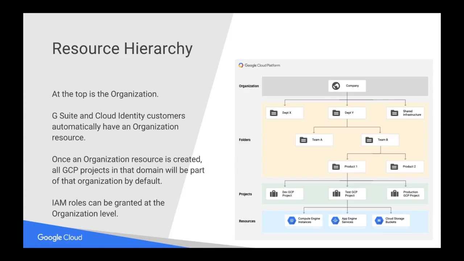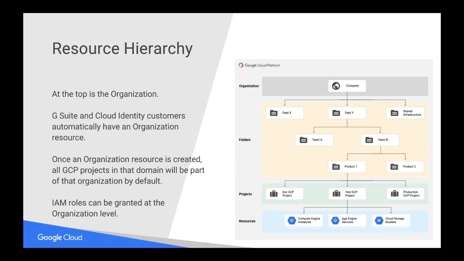At the top of this diagram is the organization. This is essentially your company. So for example, I'm a part of the google.com organization. G Suite and Cloud Identity customers automatically have an organization resource. It's still possible to use GCP without an organization, so if you're just playing around for personal use, you can still do almost everything that we're going to be talking about today. We'll just be a little bit more limited in some of this organizational structure that I'm talking about right now.